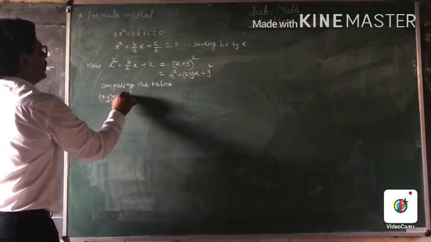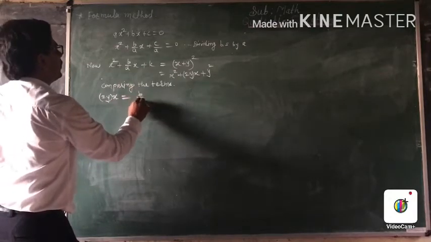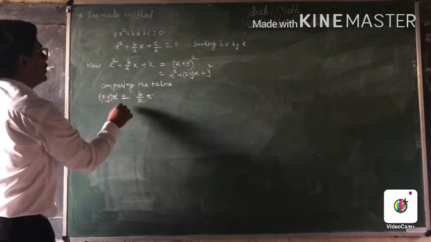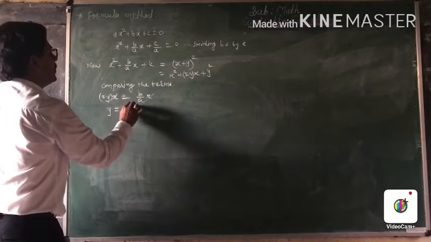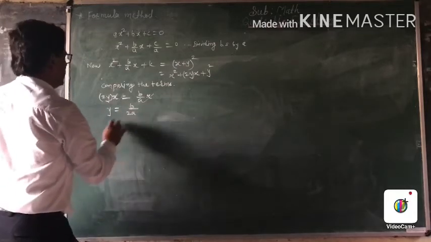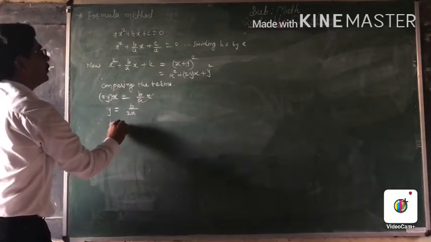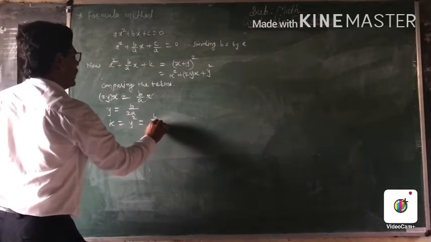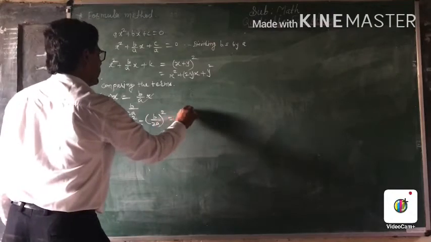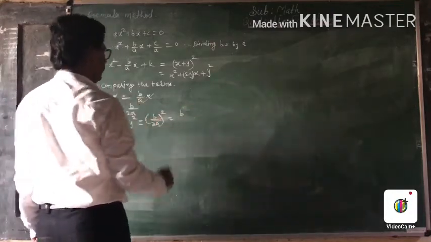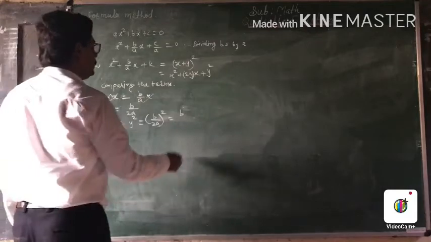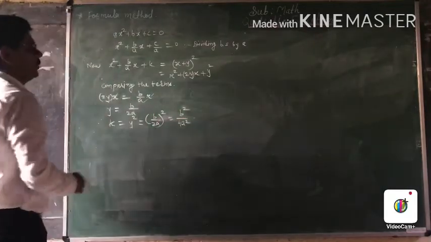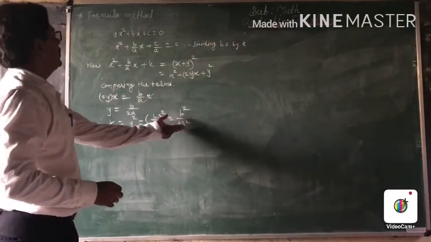2yx is equal to b upon ax. Therefore, here is x integration. Y is equal to b upon 2a. And therefore, k is equal to y square, and y square means b upon 2a bracket square is equal to b square upon 4a square. Now, this is the third term here for completing the square.